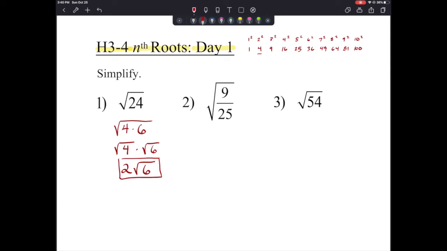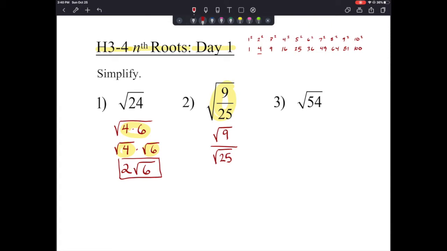Now the second problem, we have the square root of 9/25. Now the same way that we took this product and we broke it into 2 factors, we can take this quotient here and break it into 2 terms as well. We can say this is the same thing as the square root of 9 divided by the square root of 25.